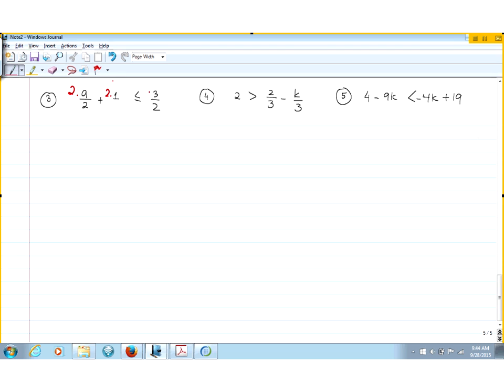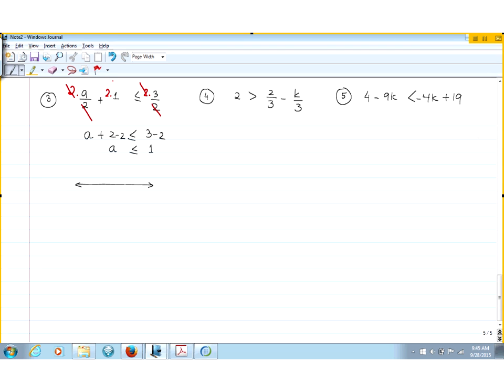Now, this is 2 times, 2 times, 2 times, right? And when we multiply, remember we always multiply the numerator. So the 2 cancel, and these 2 cancel. So what am I left with? A plus 2 is less than or equal to 3. Then subtract 2 from both sides. So A is less than or equal to 1. Okay, good. So now it's easy.